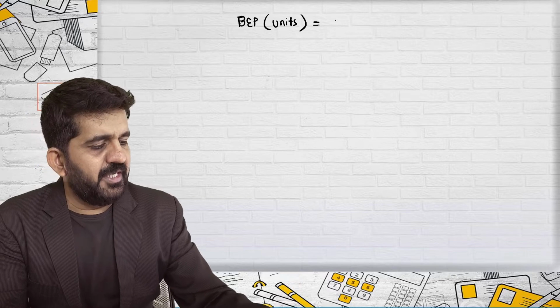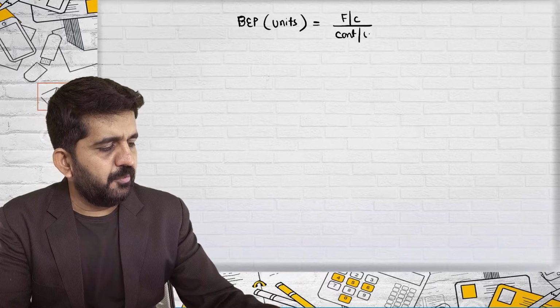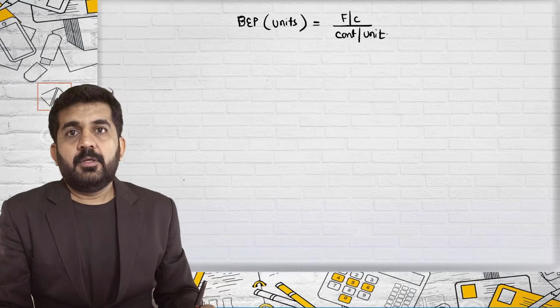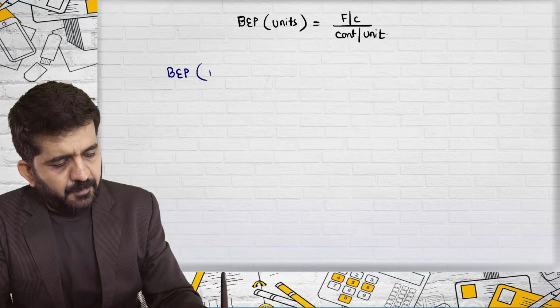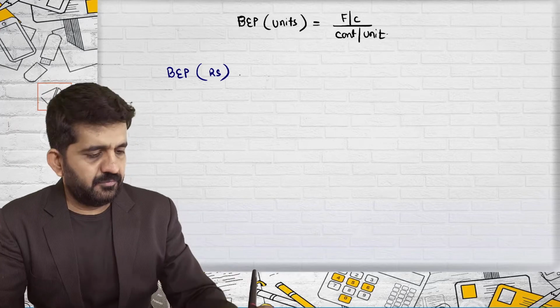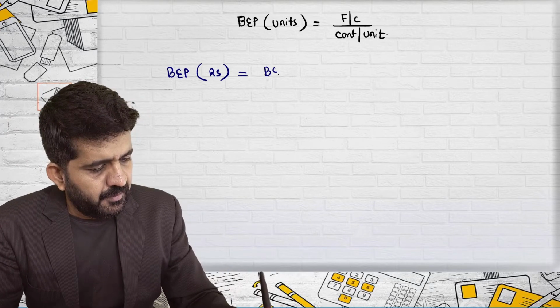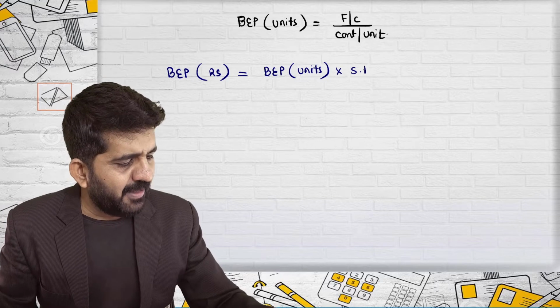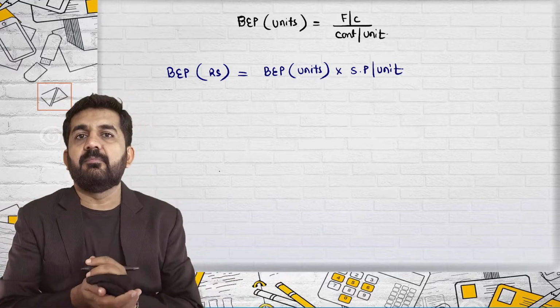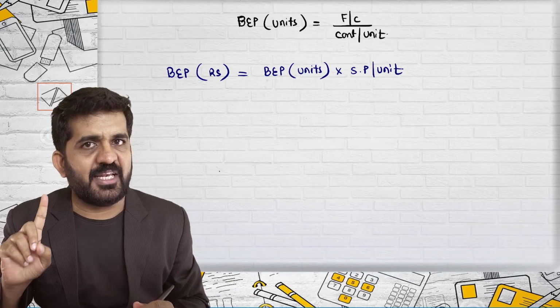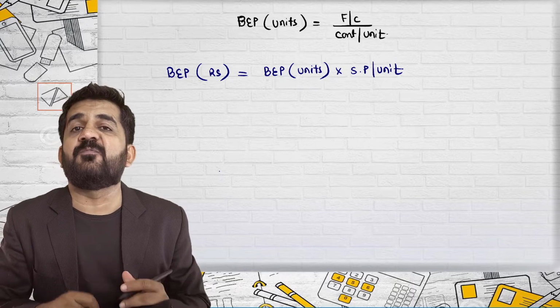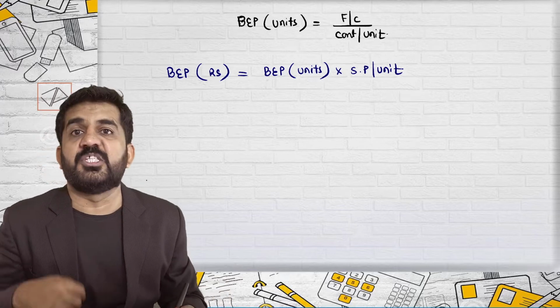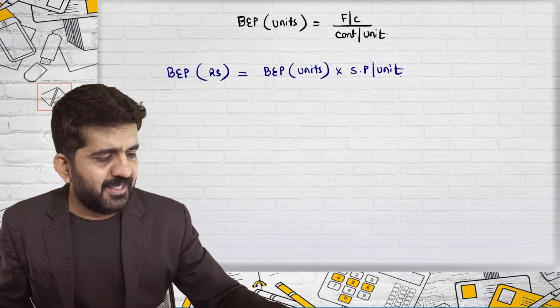We are out of our line, but break even point in units is equal to fixed cost divided by contribution per unit. What will be break even point in rupees? As simple as this. Break even point in units, in our example 5,000 dishes, multiplied by selling price per unit. Our pani puri dish had a selling price of 10 rupees. 5,000 into 10 rupees is 50,000 rupees. So break even point in rupees is very simple: break even point in units multiplied by selling price per unit.